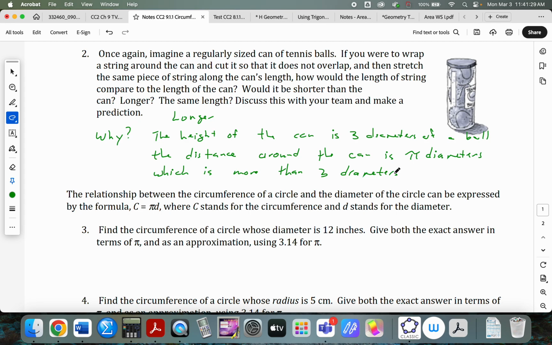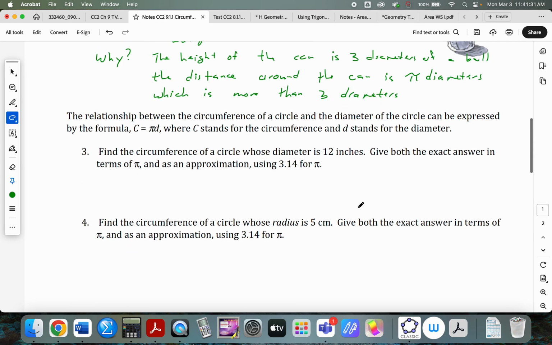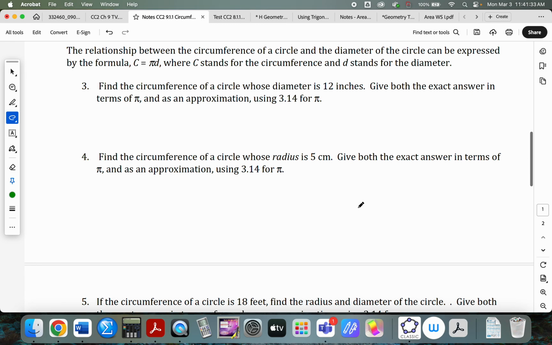So, the relationship between the circumference of a circle and the diameter of a circle can be expressed by the formula circumference is equal to pi times the diameter, where the capital C stands for circumference and D stands for the diameter. All right. This is the part that sometimes students get confused about. So let's make sure everybody's got this.